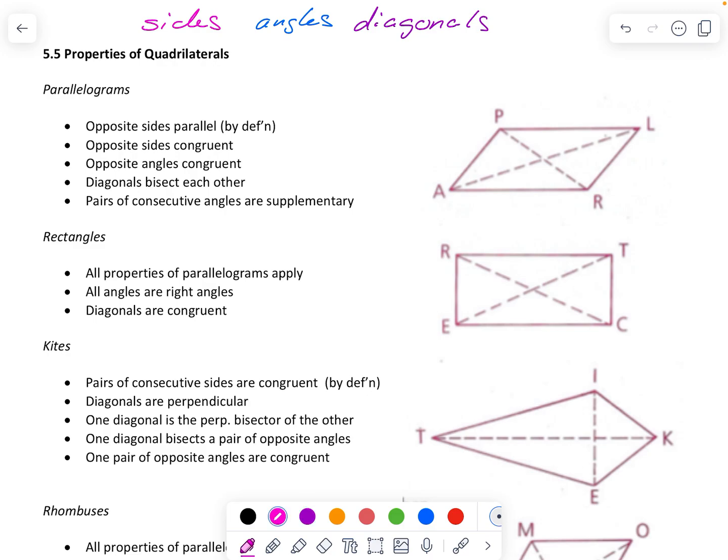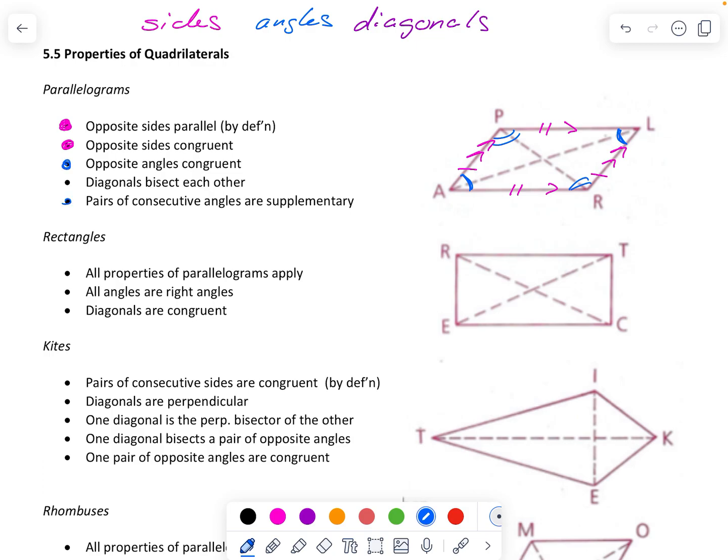So a parallelogram, yesterday we said by definition, has opposite sides parallel. We can mark that on our drawing like this, showing that the opposite sides are parallel. Now, in addition to that, opposite sides are also congruent. So I'm going to mark 2 and 1 to show that the opposite sides are congruent. Opposite angles are congruent. So this angle is congruent to this angle, and this angle is congruent to this angle.